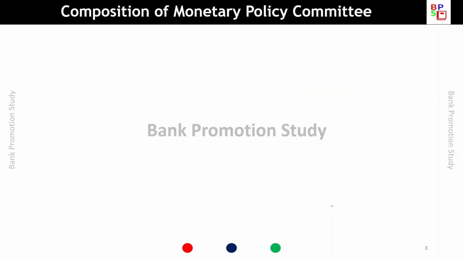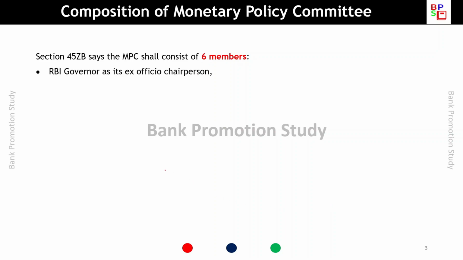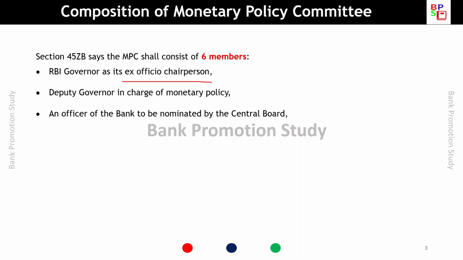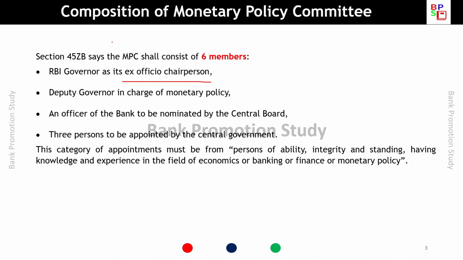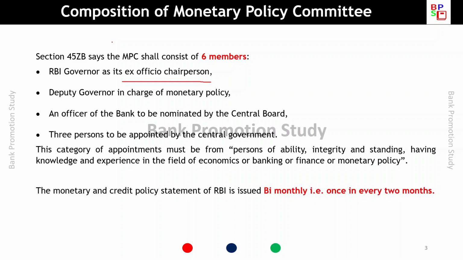Composition of Monetary Policy Committee. The Monetary Policy Committee shall consist of 6 members: RBI Governor as ex officio chairperson, Deputy Governor in charge of the monetary policy, an officer of the bank to be nominated by the Central Board, and 3 persons to be appointed by the central government. This category of appointments must be from persons of ability, integrity and standing, having knowledge and experience in the field of economics or banking or finance or monetary policy. The monetary and credit policy statement of RBI is issued bi-monthly, that is once in every 2 months.